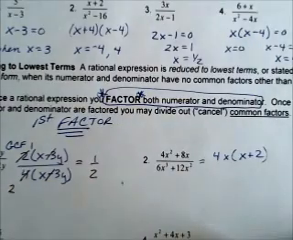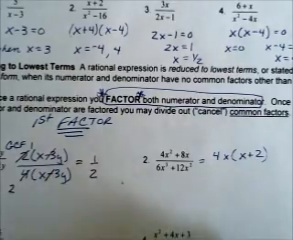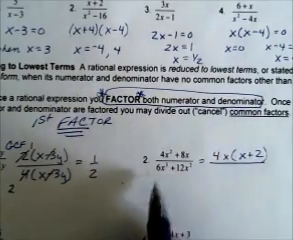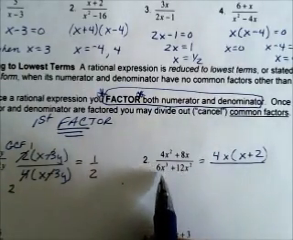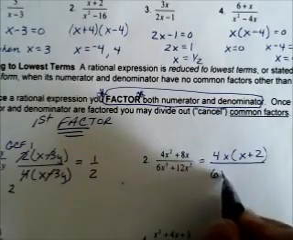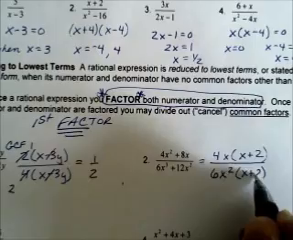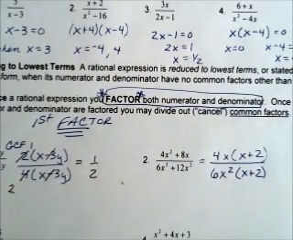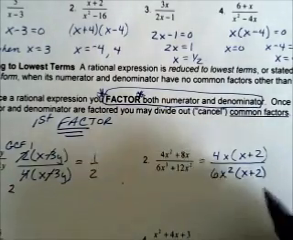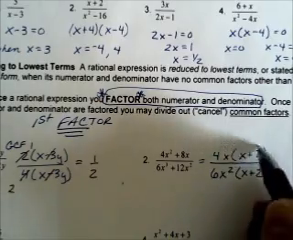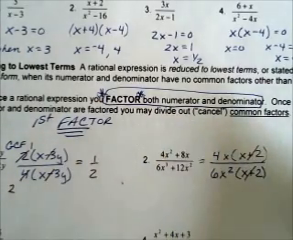So we factor out 4x, and our other factor is x plus 2. And our denominator, let's see what's common here, is a 6x squared. And our other factor is x plus 2. The x plus 2's are common to both numerator and denominator. They divide out or cancel out.